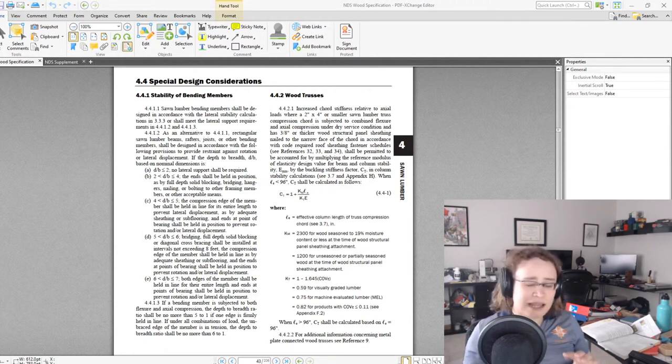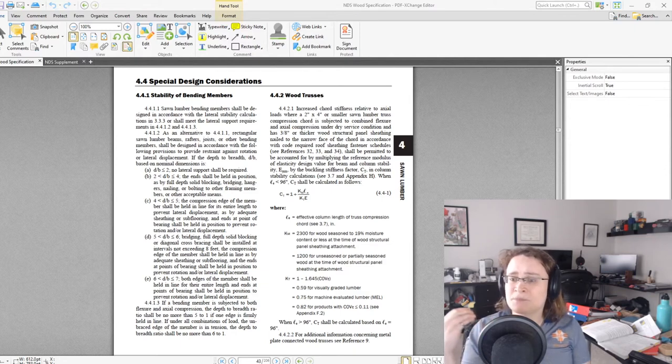Now you might ask, what happens if you have a D over B ratio greater than 7? Well, in that case you're kind of on your own, you simply aren't allowed to use these provisions if you have a beam depth to width ratio greater than 7. You simply have to use the full beam stability factor calculations, or more likely, you probably should just select a different section. Also, one very important thing to note on this: these are based on nominal dimensions, not actual dimensions.